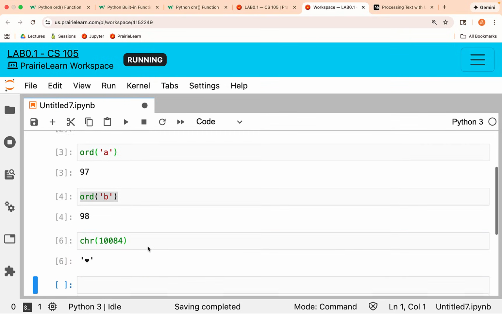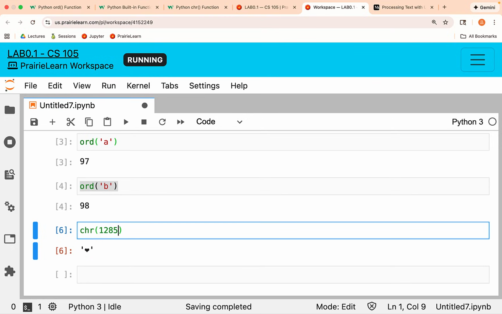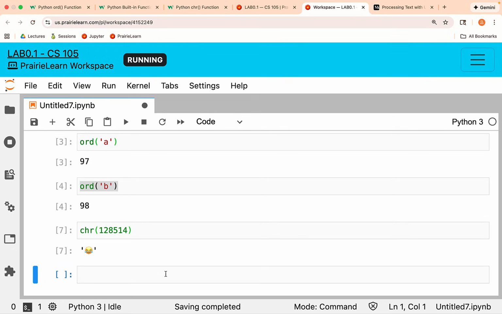Maybe it's not the cutest, and you can see that your phone or my phone or Jupyter Notebook might represent that Unicode value, or the emoji associated with that Unicode value, differently. Let's try a laughing emoji. Oh, okay, that one looks cuter. Yeah, if you Google for some emoji Unicode values, you can try out more.